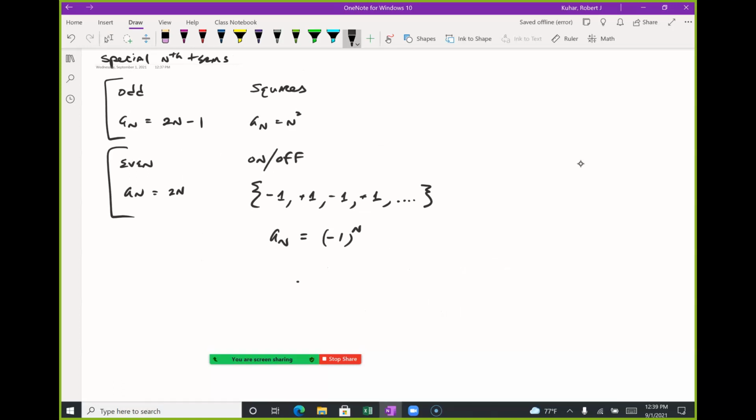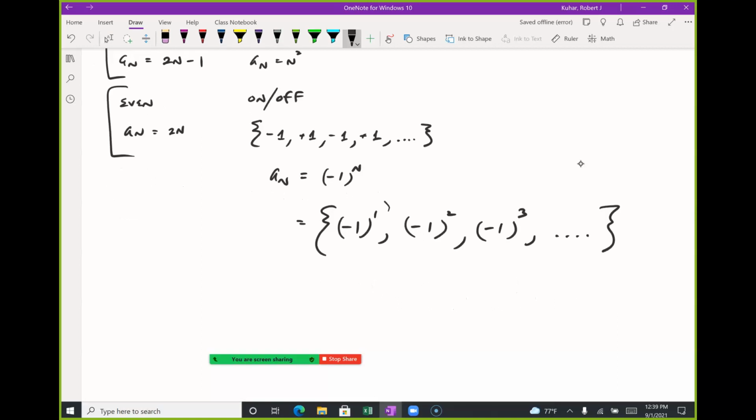So watch when I write that one out here. What do I get? -1 to the 1, comma, -1 to the 2, comma, -1 to the 3, comma, ... right? You see what's going on? So when I have odd powers, I'm going to keep the negative, and when I have evens, it's going to change it to positive, right? Does that make sense? So -1, comma, +1, comma, -1, comma, ... Are you with me there?